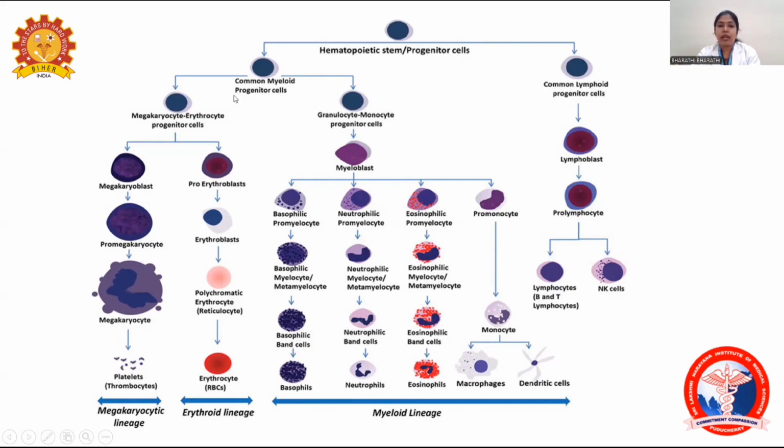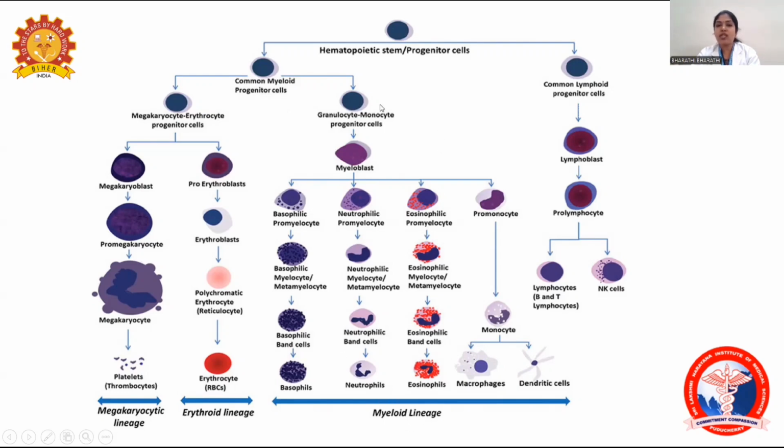So the myeloid progenitor cells give rise to the megakaryocytic lineage. Again, the myeloid progenitor cells give rise to pro-erythroblast, erythroblast, polychromatic erythrocyte, then RBCs. The mature RBCs come to the blood. This comes under the erythroid lineage. So the megakaryocytic lineage, the erythroid lineage, and the granulocyte monocyte progenitor cells give rise to the myeloid lineage.